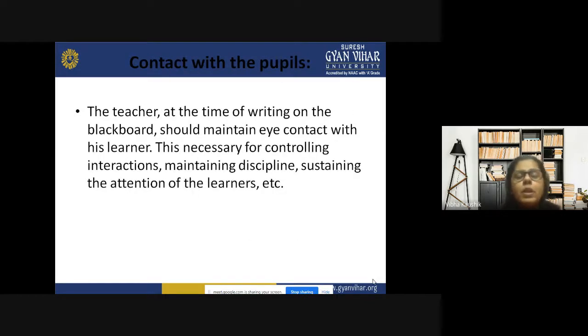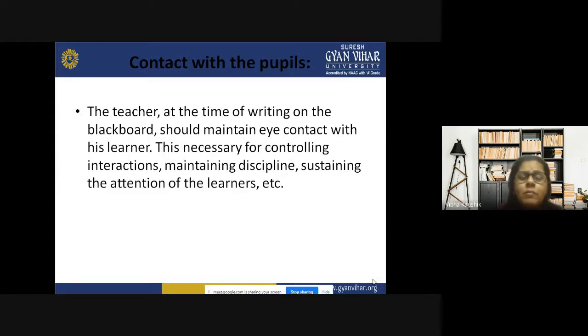Contact with the students. If the teacher is so busy writing on the board, there will be indisciplined activities in the class. The teacher will lose contact with what they are doing, whether they are writing or not. While writing on the blackboard, the teacher should maintain eye contact with the learners.